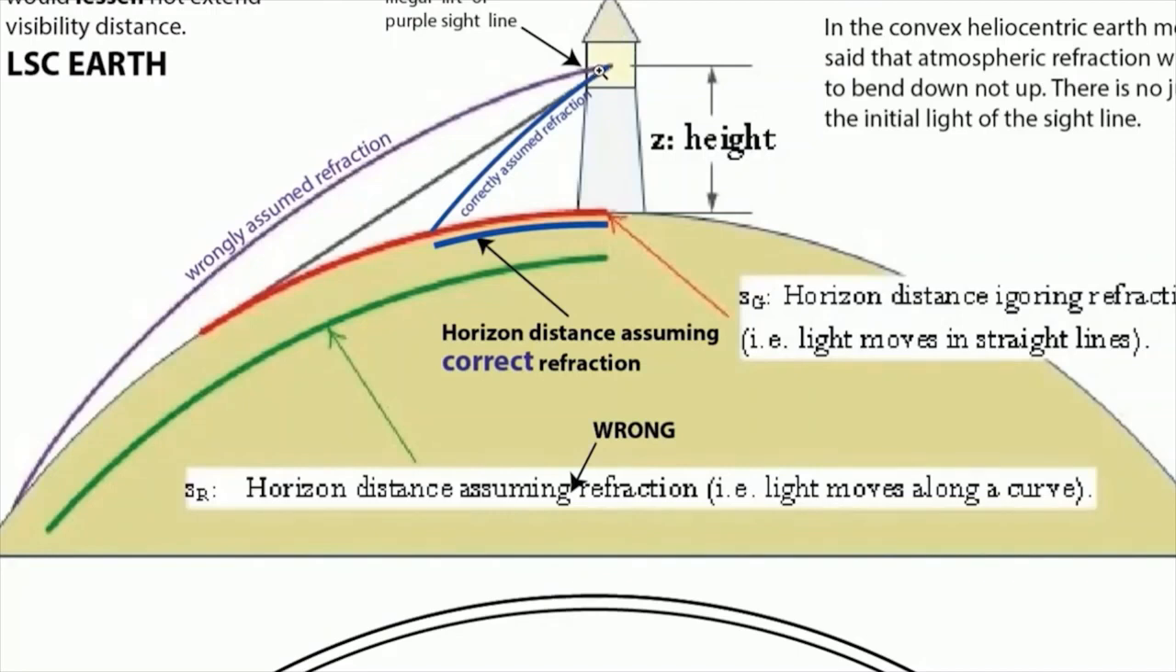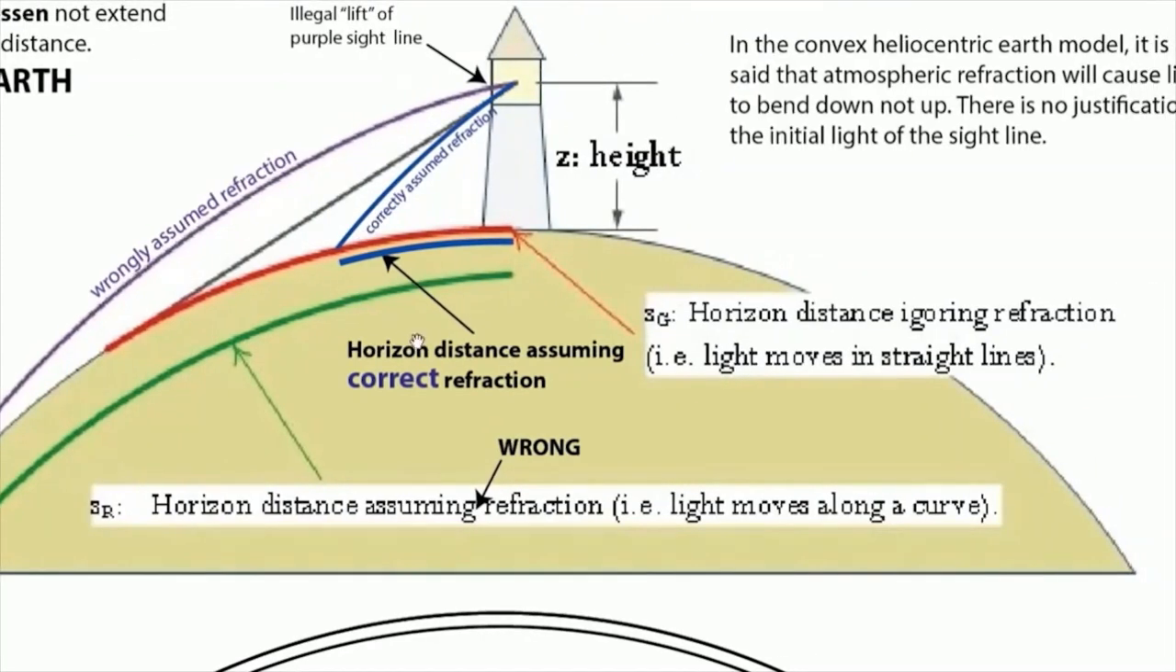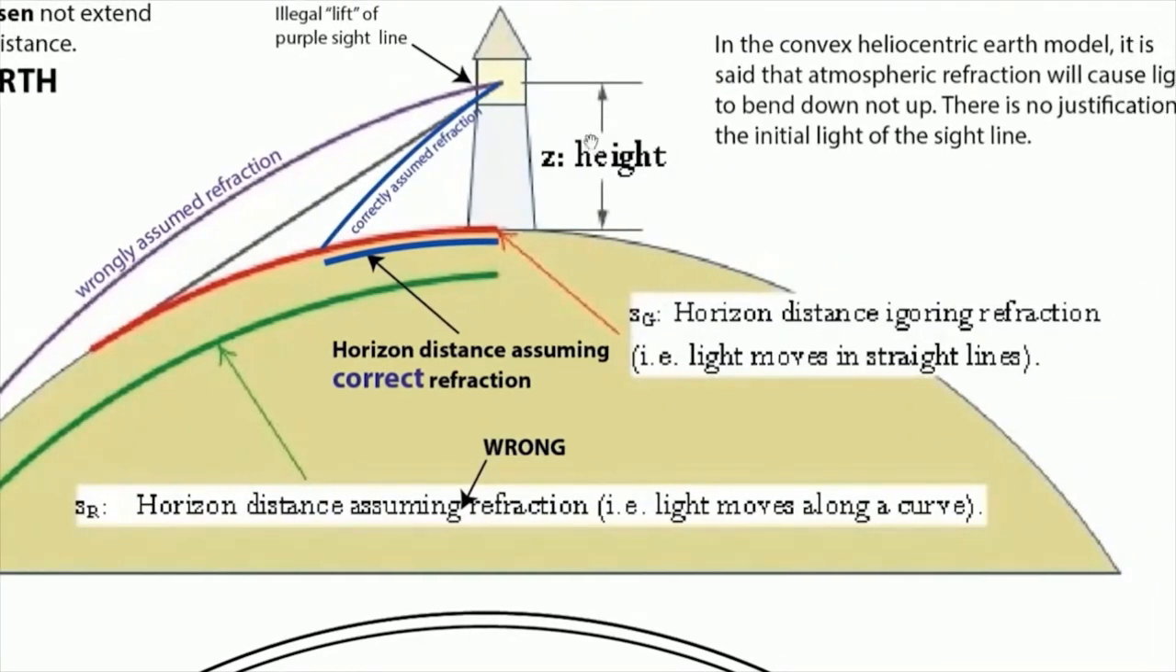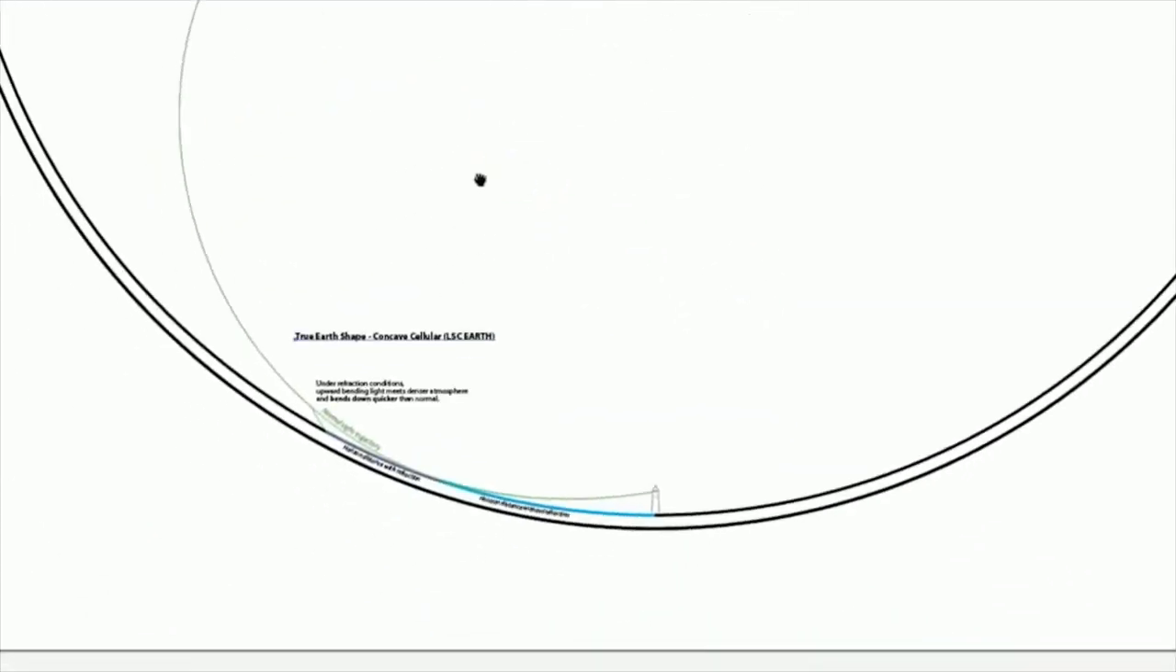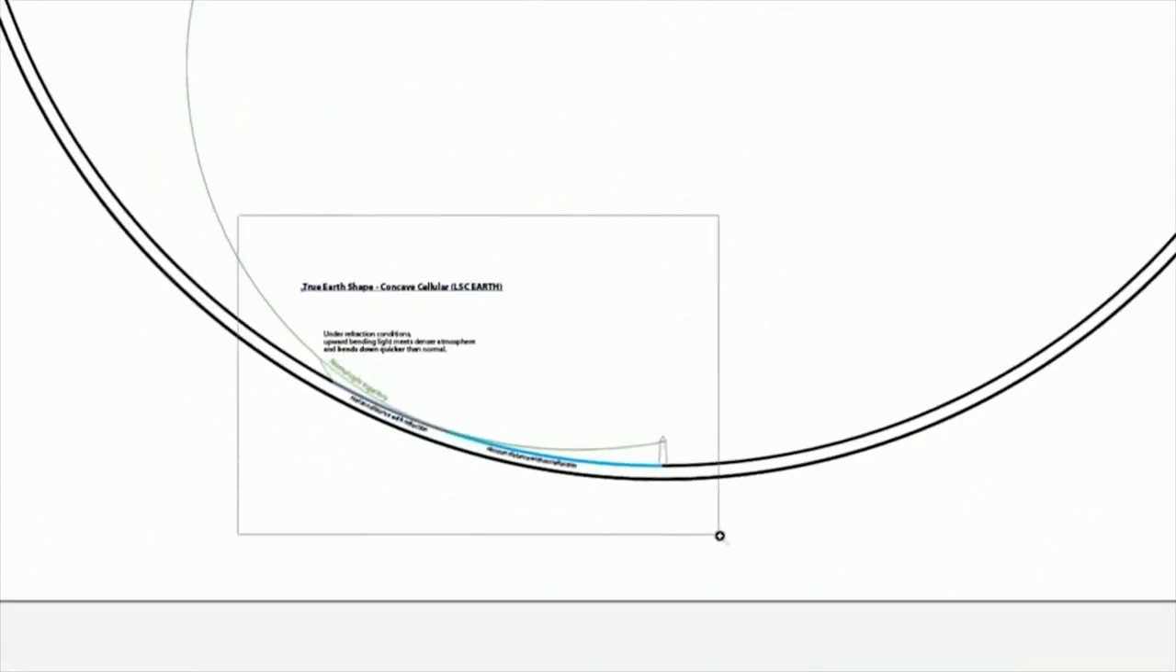So if the Earth were convex and atmospheric refraction was altering our visibility distance, it would actually shorten our visibility distance, not lengthen it. It would bend down much quicker than if there was no refraction. So, very easy to detect. There's no justification for the initial sight line to be lifted like that. So, in the correct model, the LSC concave Earth model, I fixed that for them.